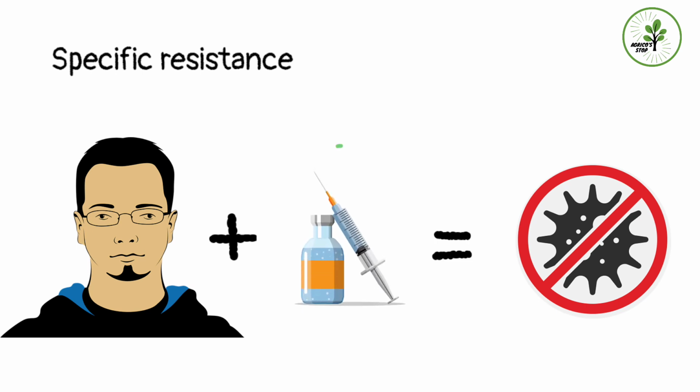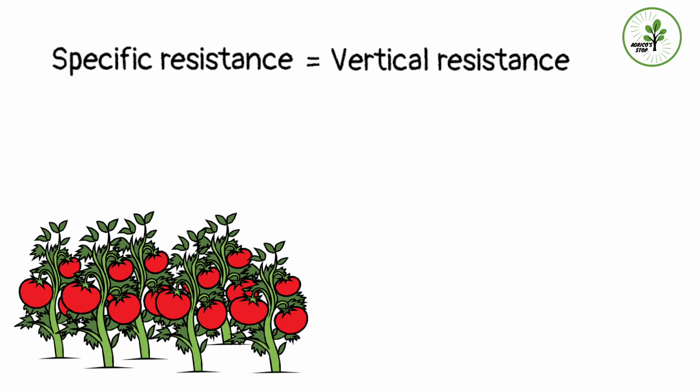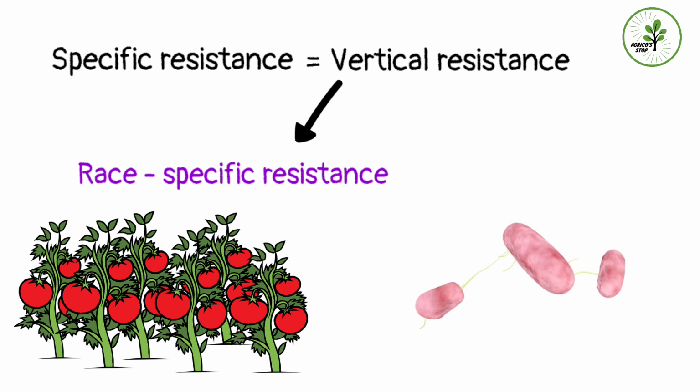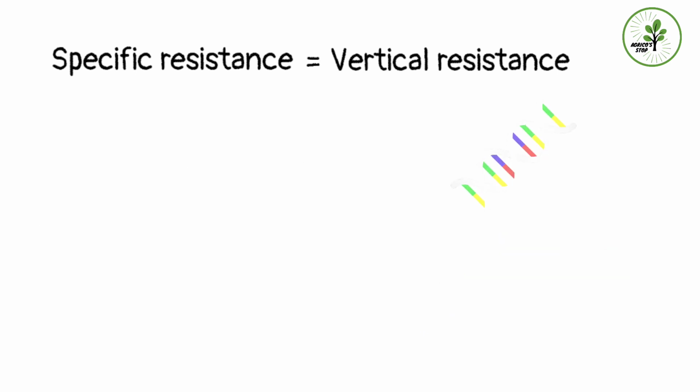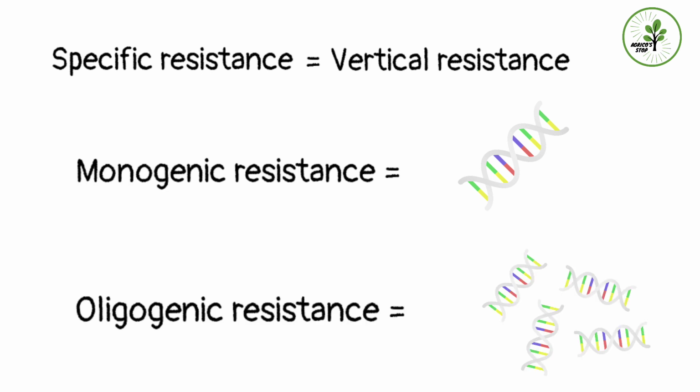Remember, in this case, the resistance provided by the vaccine is specific to COVID-19 only. Now, this can be compared with vertical resistance in plants. That is, plants with vertical resistance can suppress only a specific pathogen, which is why vertical resistance is also called race-specific resistance. Vertical resistance can be controlled by a single gene, where it is called monogenic resistance. If it is controlled by a few genes, then it is called oligogenic resistance.